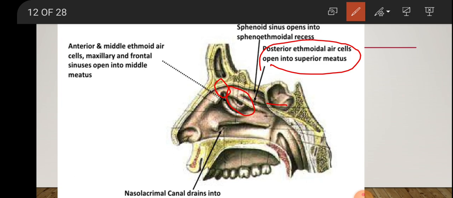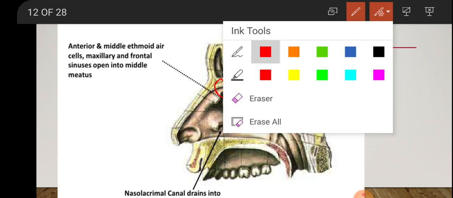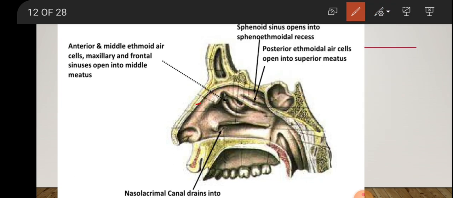Okay, so that's about the drainage of the ethmoidal air cells. The nerve supply of this is by the ethmoidal nerves.